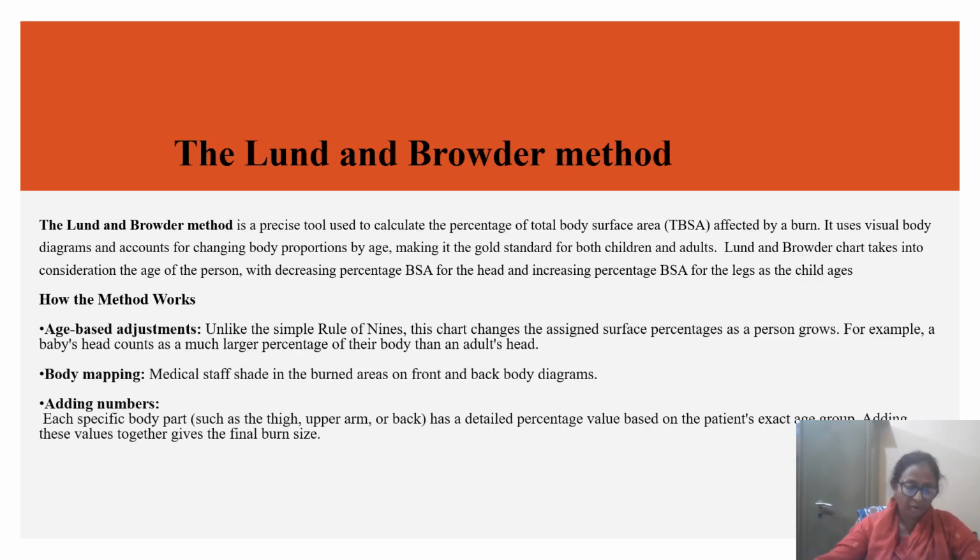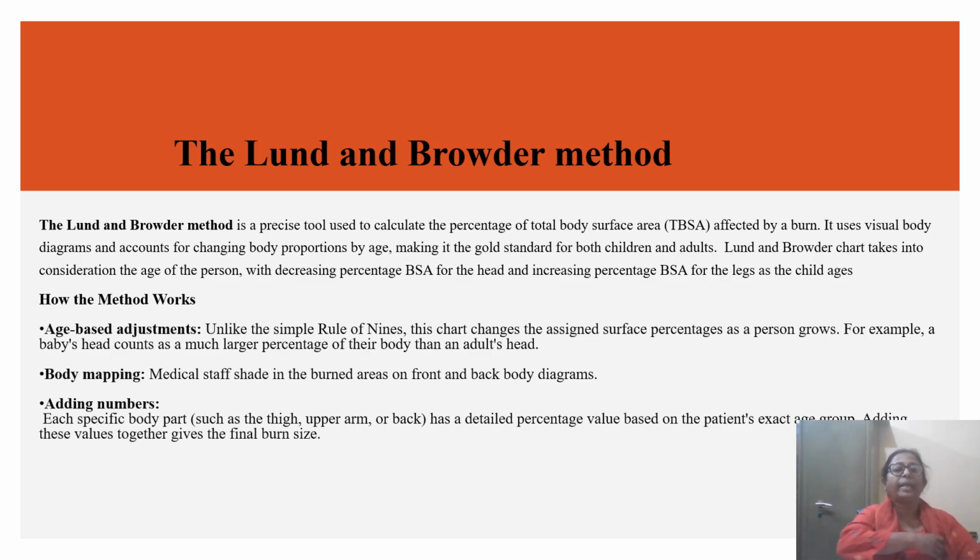Then Lund and Browder method is used instead of the rule of 9 for children in whom the head occupies a larger area and the lower limbs a smaller area than in adults. So it's a precise tool to calculate the percentage of total body surface area by a burn. It uses visual body diagrams and accounts for changing body proportions by age, making it the gold standard for both children and adults. Lund and Browder chart takes into consideration the age of the person with the decreasing percentage body surface area for the head and increasing percentage body surface area for the legs as the child ages.